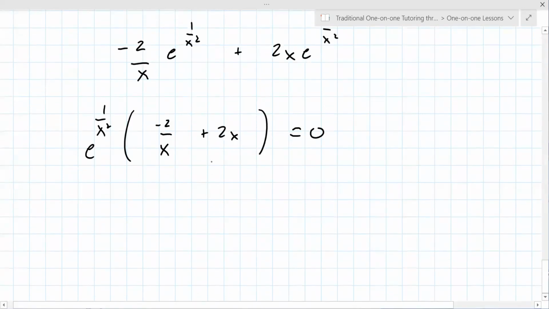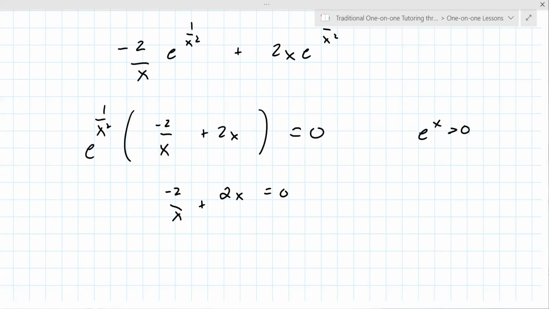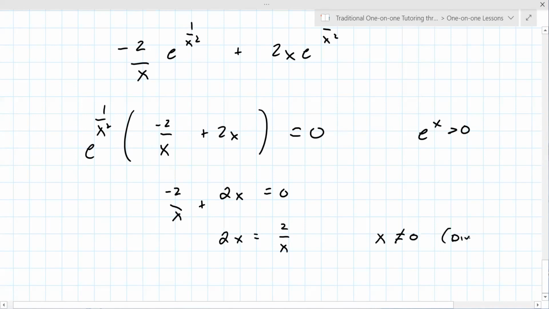Okay. So now you set this inside part equal to 0. That's why I wanted to look at this one. Wait, but why don't you set the e? E to the x is always greater than 0. So this 1 over x squared doesn't ever make it 0. So then you set all this inside here equal to 0, and you move this term, the minus 2 over x, to the other side. 2x equals 2 over x, and then you notice, as a side point, that x cannot equal 0, because then you're dividing by 0.